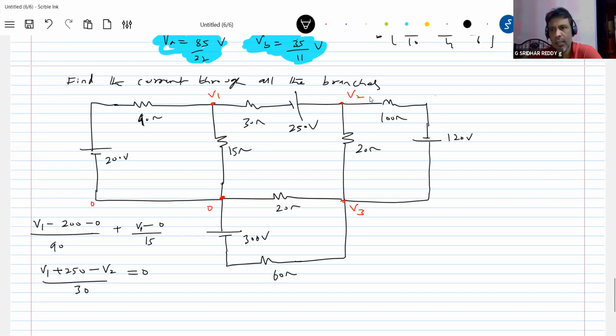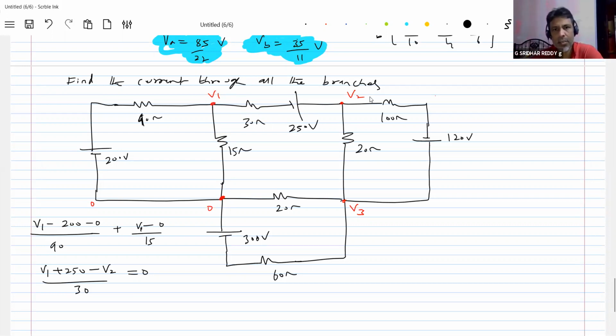Look at this. What is the path? It's like this: V1 minus 200 minus 0 by 90 ohm resistance, V1 minus 0 by 15, V1 plus 250 minus V2 by 30. So that's equation 1. Solving, you will get a relation between V1 and V2. One equation, let it be. Then next we'll write one more.